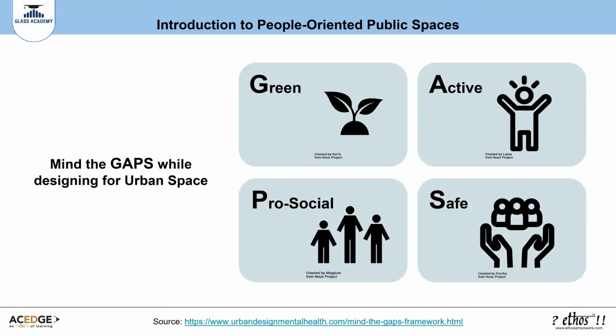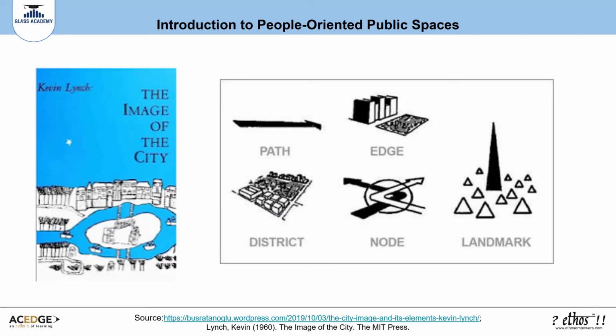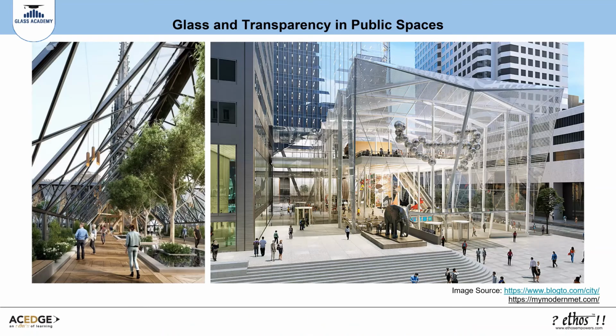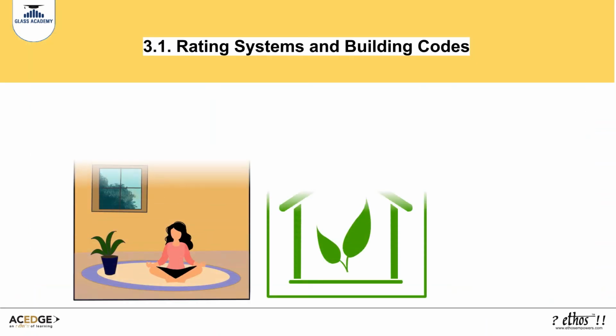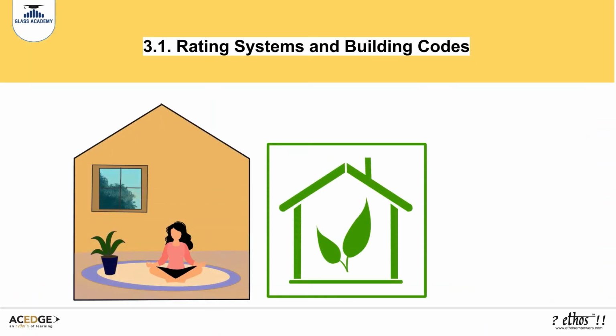Green, active, and safe spaces are considered good for mental health. We will also look at the theories defined by urbanists and planners providing the essential elements of good public spaces. We will also look at the use of glass in public spaces. The next module looks at rating systems and building codes and the applications of glass.